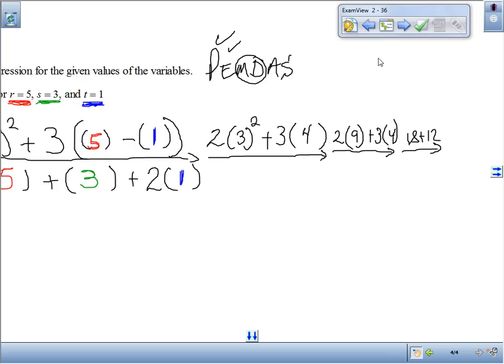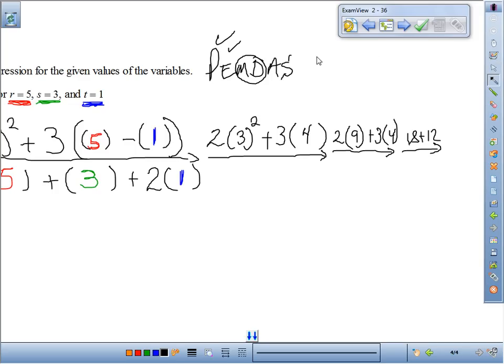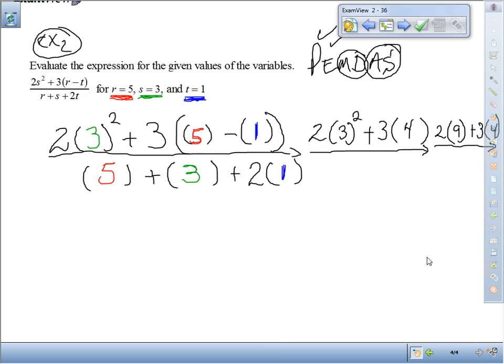And the last step, do we have addition and subtraction in the numerator? Yes, so therefore this is 30. So far so good? We're done with the numerator. Can we simplify the numerator anymore? No. All right. Let's focus on the denominator.